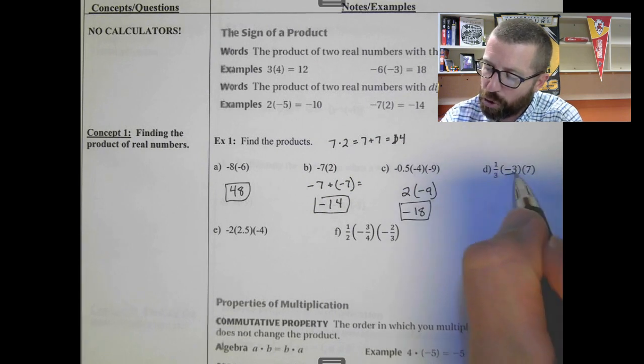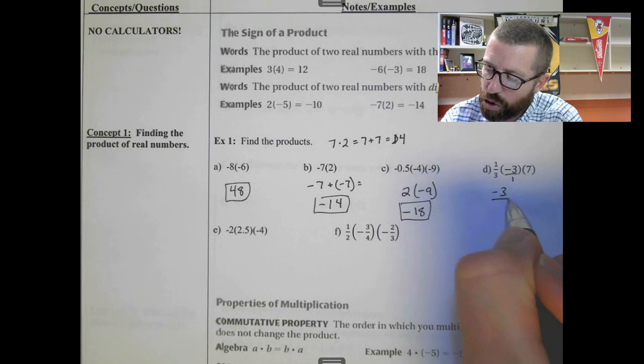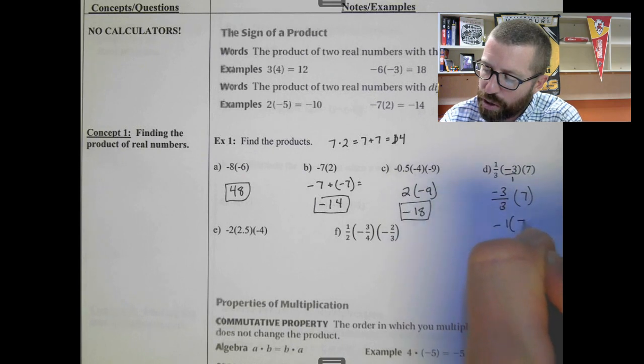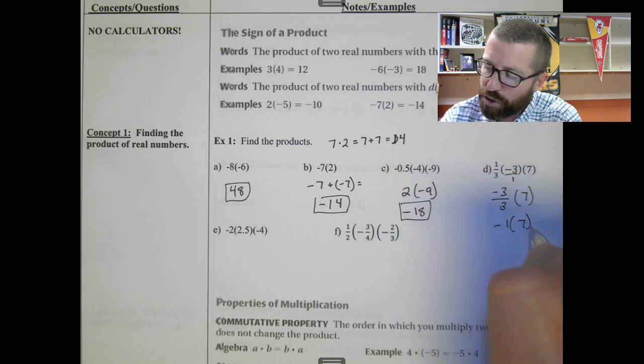Here, when I multiply fractions, you multiply straight across. So you get -3/3, which reduces to -1. And then -1 times 7 is -7.